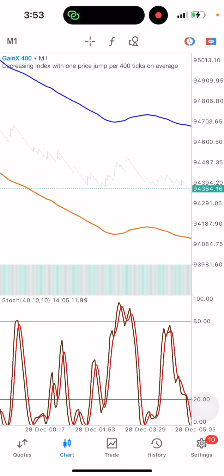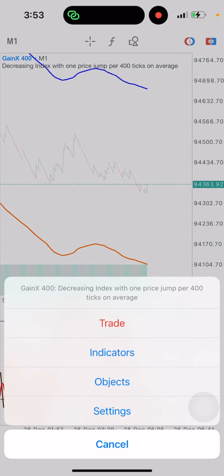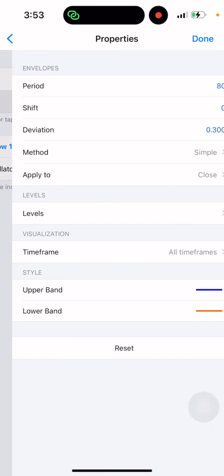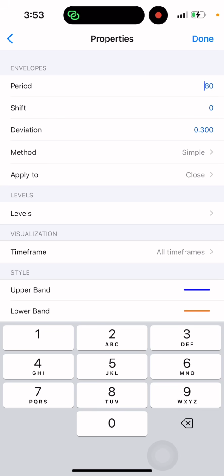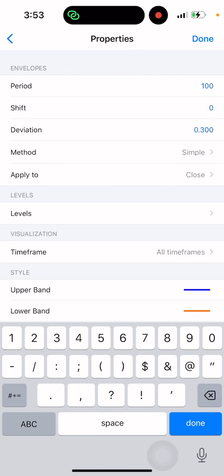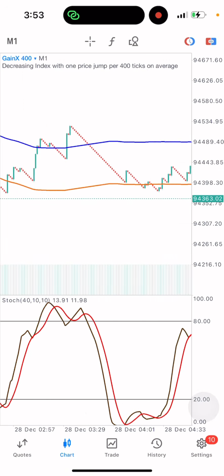Now with the Pain X and the Gain X indices, you're going to do some adjustments. So you're going to go back to your indicators, go to envelope. Now you're going to leave the period at 100. Then you come back to the deviation and then set it as 0.05. Then you click on done. So that is it, like that.